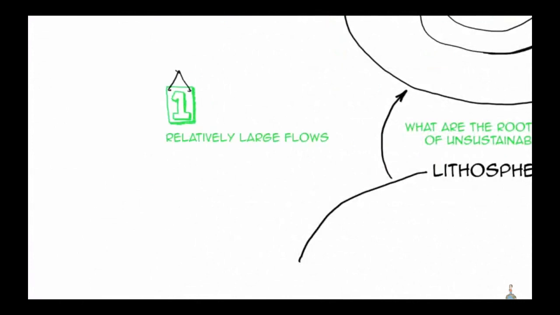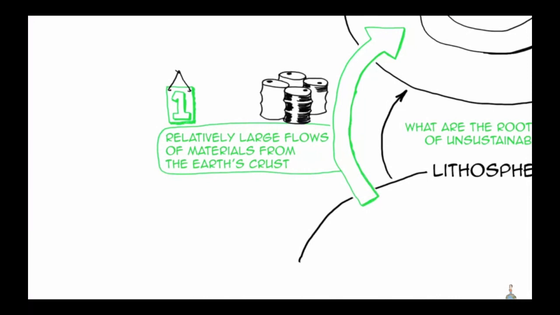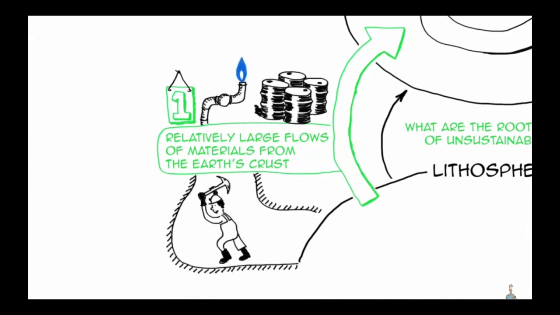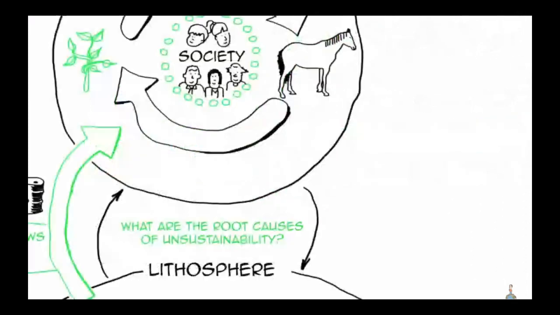The first one is that we extract large flows of materials from the Earth's crust, the lithosphere. These materials are things like oil, natural gas, heavy metals, etc., that are rare in the biosphere and that we extract in such large quantities that they accumulate and nature cannot cope.